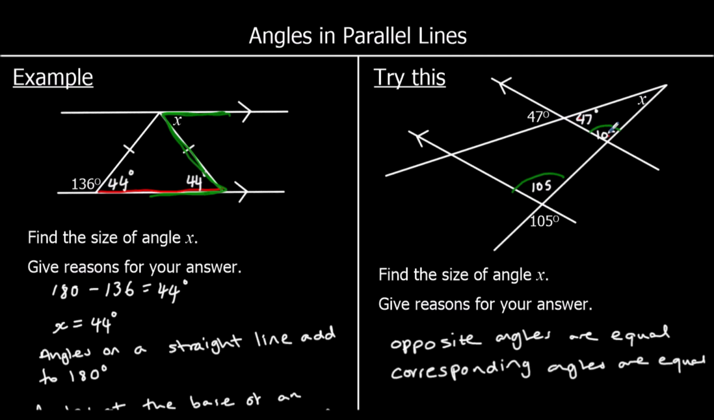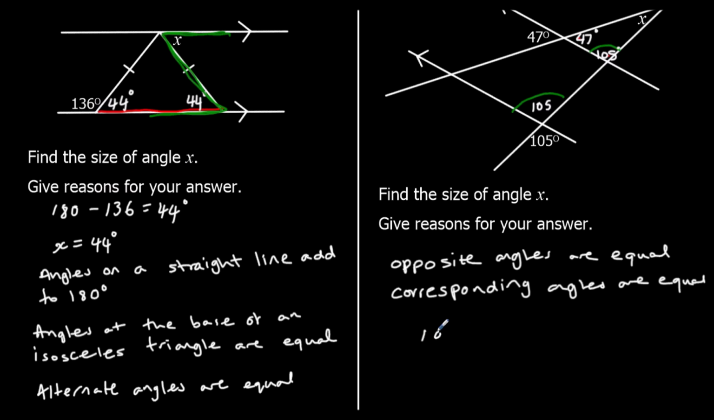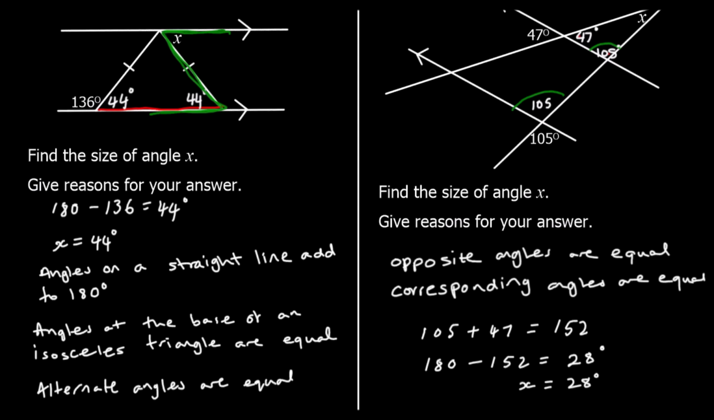So in our triangle, we've got 105 degrees, 47 degrees. So 105 plus 47. 47 plus 5 is 52. So 152. And then what's left? So 180 take away 152 will be 28 degrees. So x is 28. And that's because angles in a triangle add up to 180 degrees.